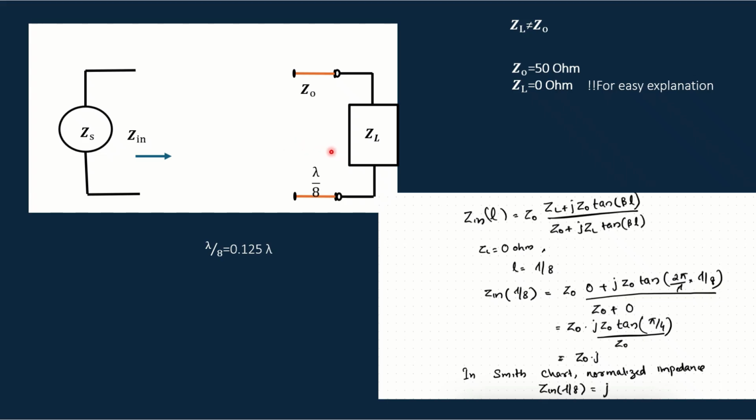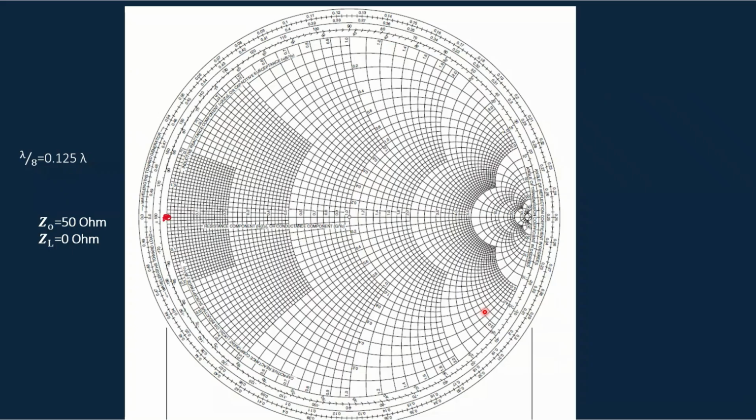If I am not going to use the Smith chart, and I want to see the input impedance of this system, I have to make a whole lot of calculations. But let's see what will happen if I just use the Smith chart. Okay, so this is the Smith chart.